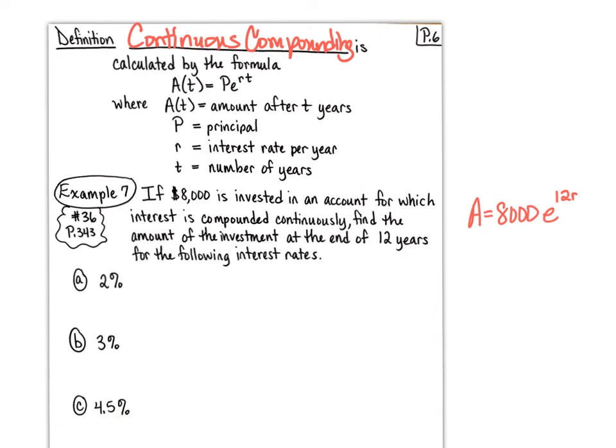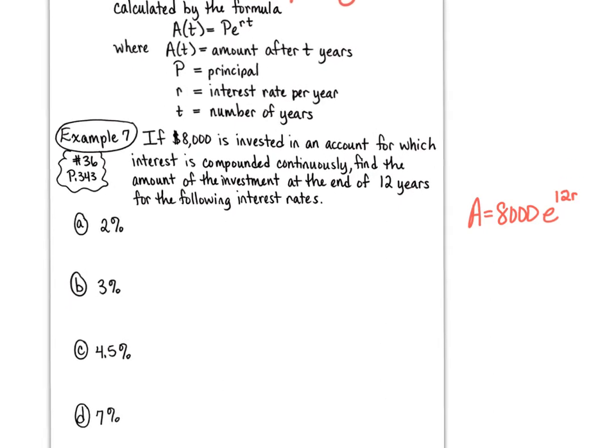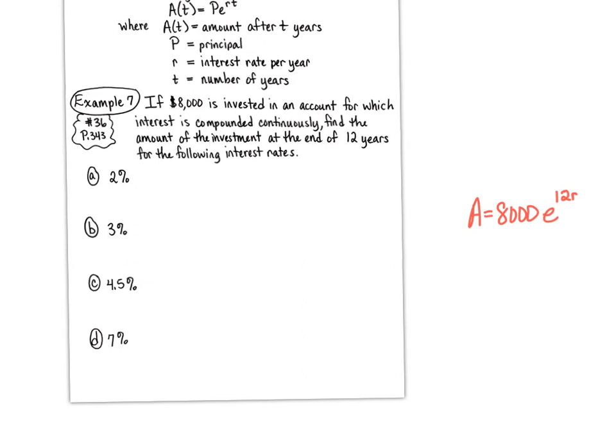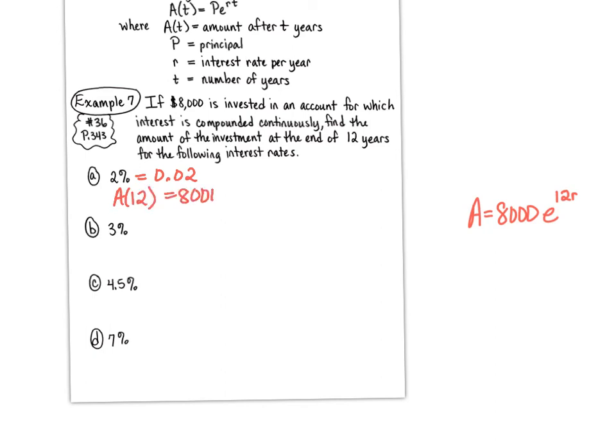Would you like a minute to try those? Yes. Okay, go for it. Oh, and D is 7%. So whenever you have 2%, that means R converts to what? 0.02. So good, you have 0.02. So you get A of 12 would be equal to 8,000 e raised to the 0.02 times 12.